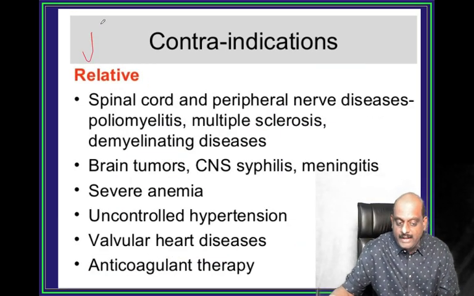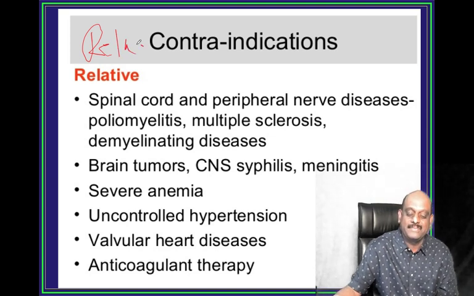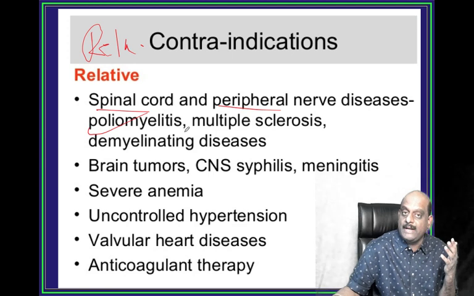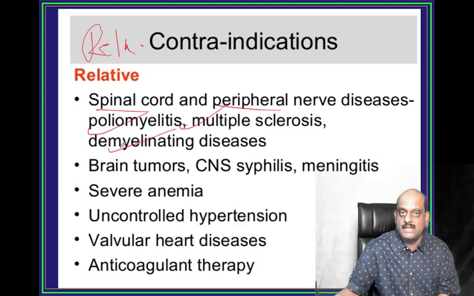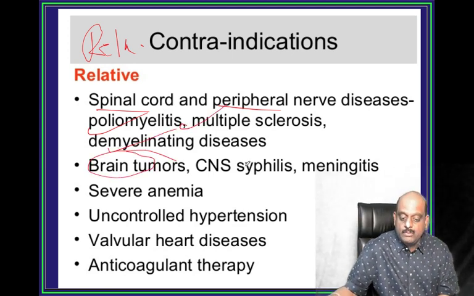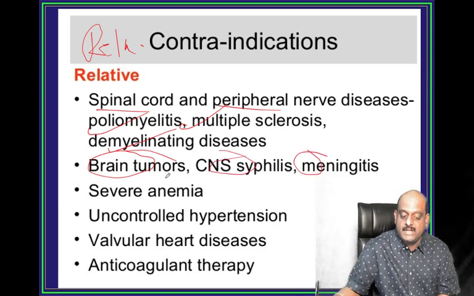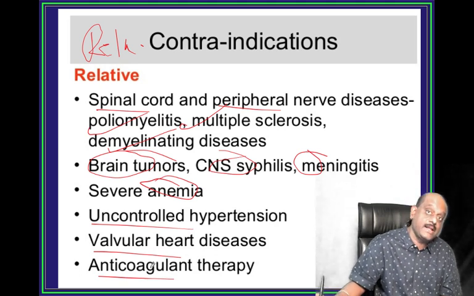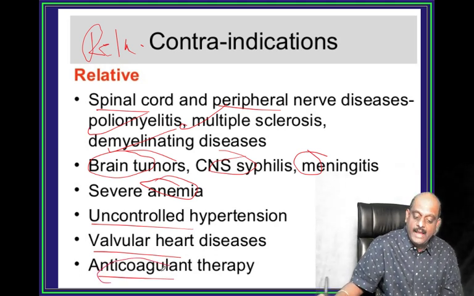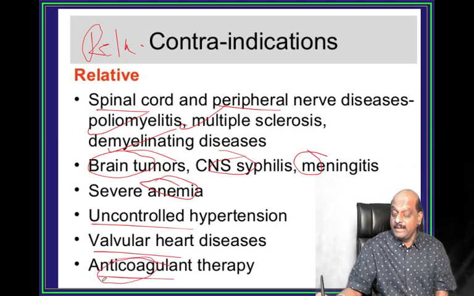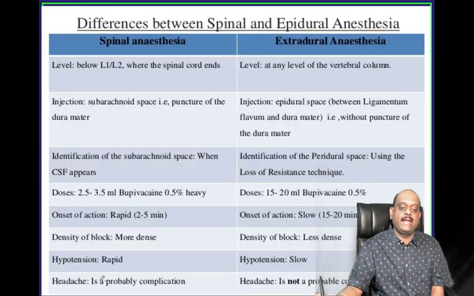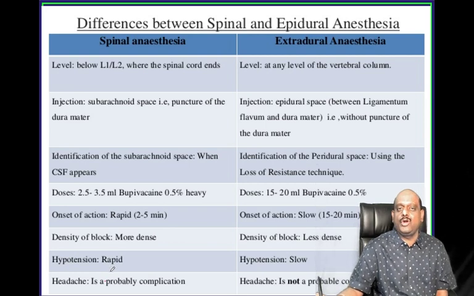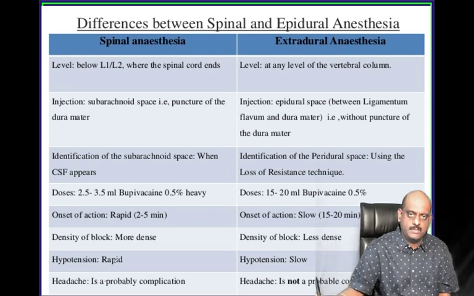Relative contraindications, examiner's favorite question. Any spinal cord or peripheral nerve diseases like poliomyelitis, multiple sclerosis, demyelinating diseases, brain tumors, CNS syphilis, meningitis, anemia, uncontrolled hypertension, valvular heart disease other than MS and AS, and anticoagulant therapy. They're all relative contraindications. Now, doctor, one more thing you have to be 100% sure in your concepts.